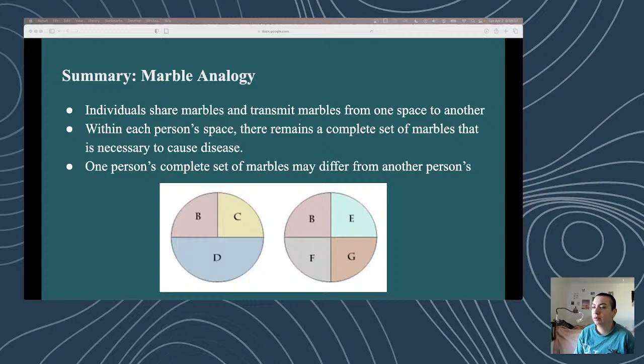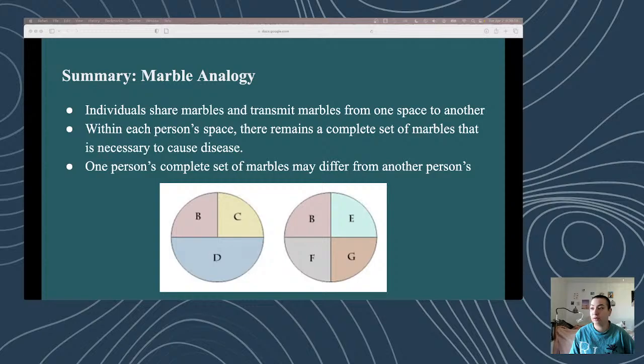Whew, I'm back. Okay, I hope you've taken in this slide. In summary, with our marble analogy, with our component cause, understanding them, individuals can share these causes, share marbles, transmit marbles from one space to another, be given marbles by the same systems. And within each person's space, there remains a complete set of marbles that is necessary to cause disease, and that one person's complete set of marbles might differ from another person's. I might have all the same exposures as you do, and it might be different for me. I might get the disease and you might not.